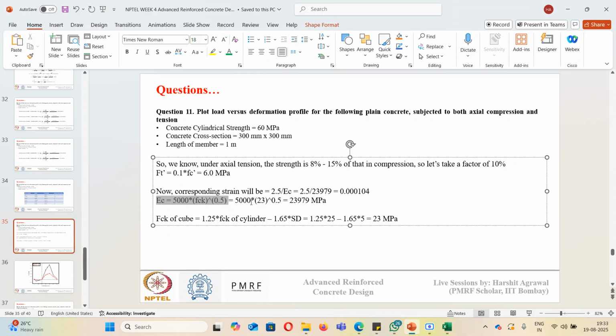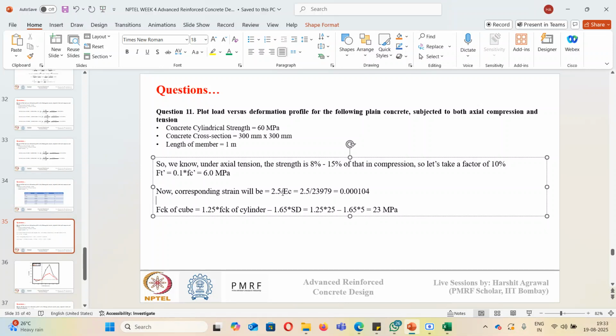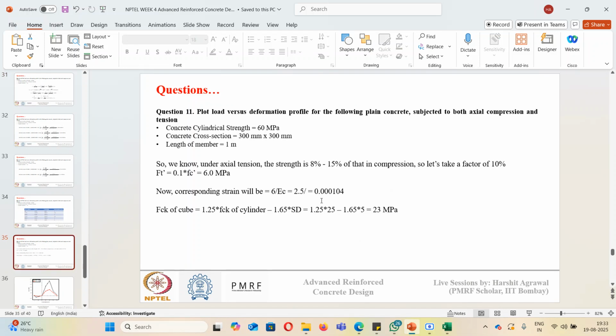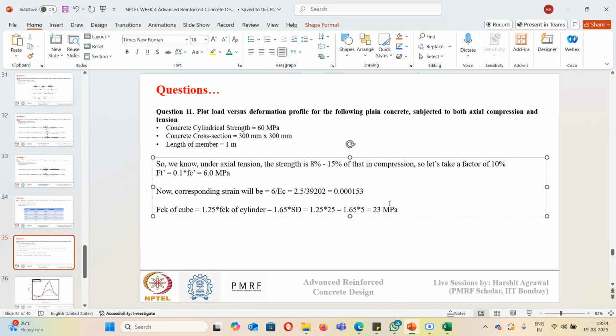The strain corresponding to that will be given by 6 upon the modulus of elasticity of concrete, which we have already calculated in this question, so we don't need to estimate it again. We calculated in the first part that the modulus of elasticity of concrete is 39202 when we calculated the value of epsilon c dash. So we can directly use that value here. This will give me a strain of 0.000135. So we have seen that there is a slight increase in the tensile strength and tensile strain of concrete.